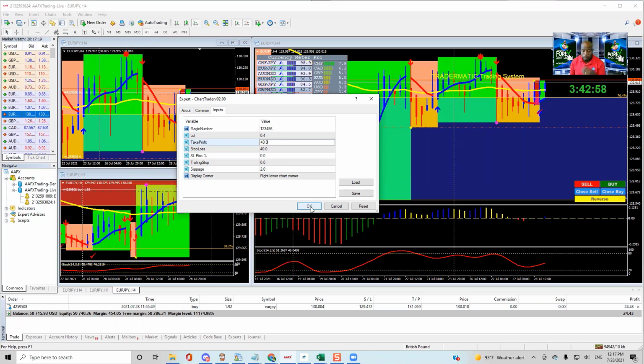I know that I'm doing 1-to-1 risk to reward, of course, money management. So if I'm going to be using 1-to-2, this will be 80 pips, and I type 80 right there. So this is what we use with most of our tools.